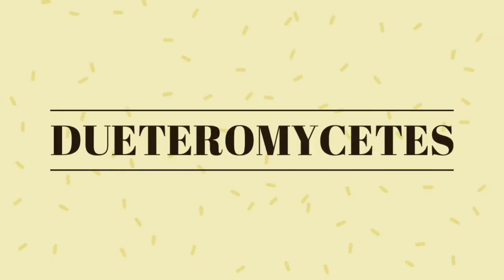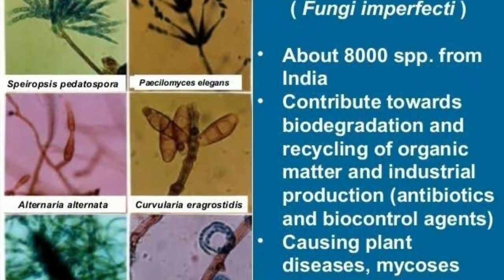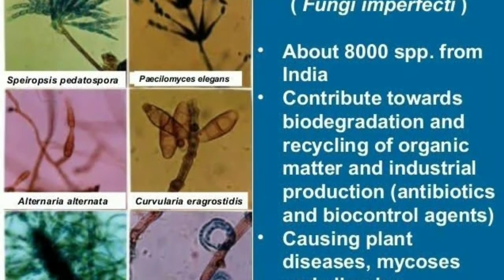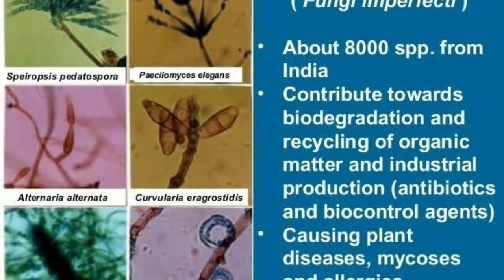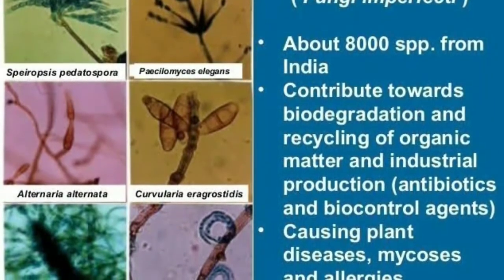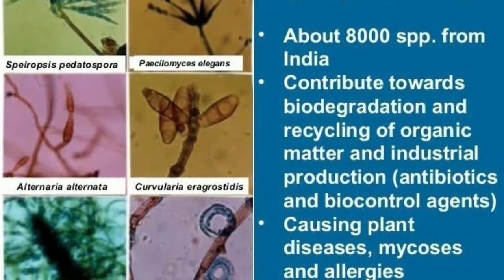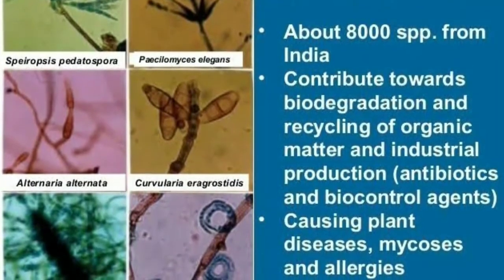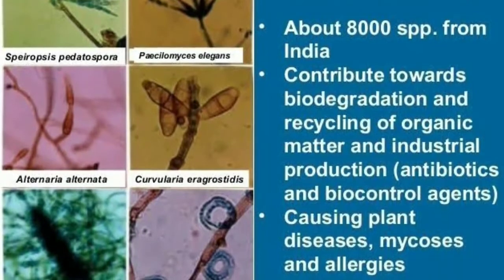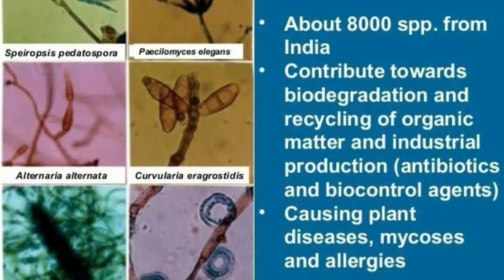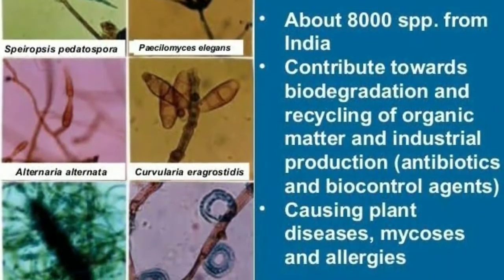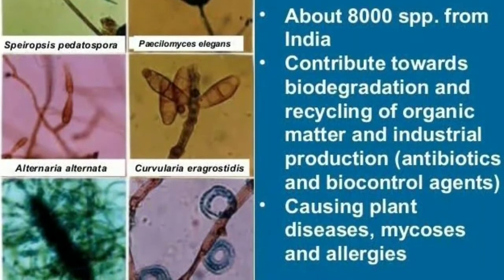Dear students, in this video we are going to see Deuteromycetes. These Deuteromycetes are also called fungi imperfecti because the perfect stage or sexual reproduction is absent in this class of fungi. Those fungi are included in this class in which sexual reproduction is absent or is not discovered yet.